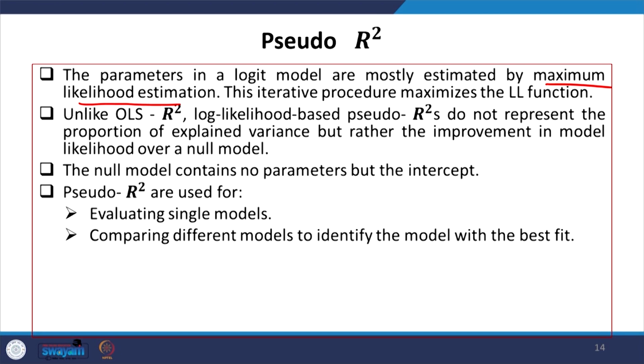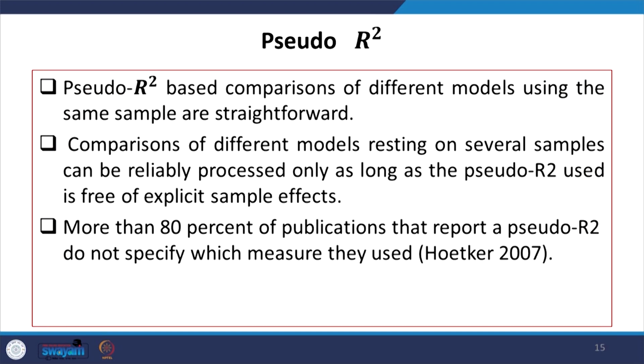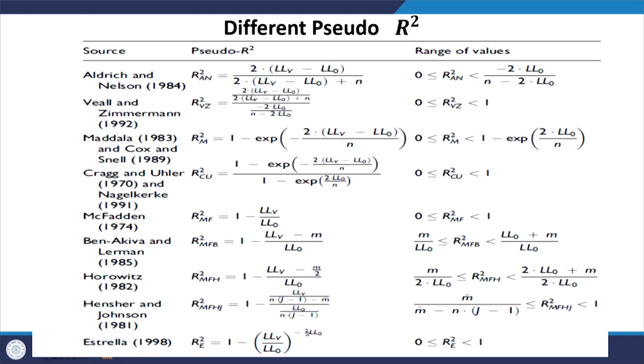Pseudo R square is used for evaluating single models, and for comparing different models to identify the model with the best fit. Pseudo R square based comparisons of different models using the same sample are straightforward. Comparisons of different models resting on several samples can be reliably processed only as long as the pseudo R square used is free of explicit sample effects. More than 80% of publications that report a pseudo R square do not specify which measure they used, as per the authors we have mentioned.